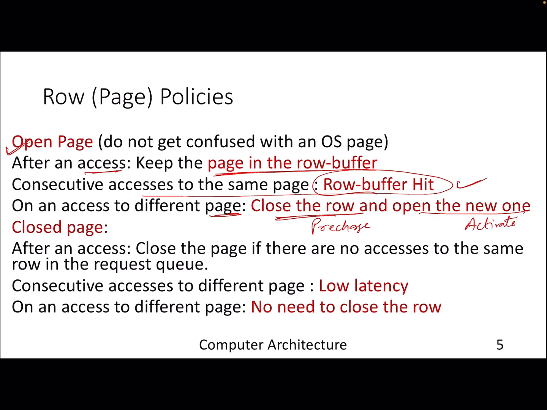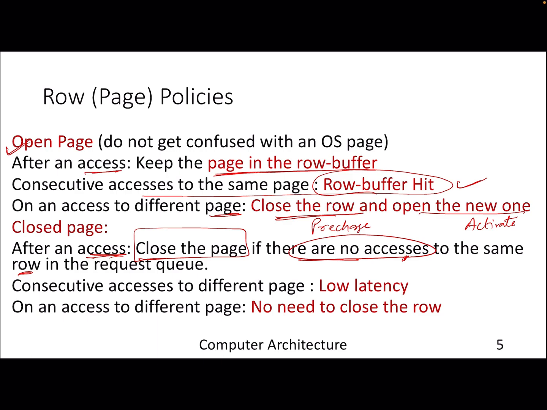The contrasting policy is the closed page policy, where once you respond to an access, if there are no accesses to the same row, then you actually close the page. So the key here is if there are no accesses. Usually there will be a queue between your last level cache and the DRAM, and there will be a DRAM controller which will arbitrate and probe the requests which are coming, and if it sees that there are no requests going to the same row, then in the closed page policy, it will actually close the page.